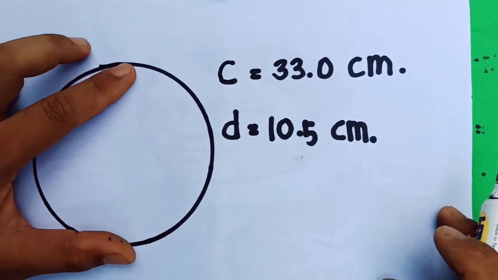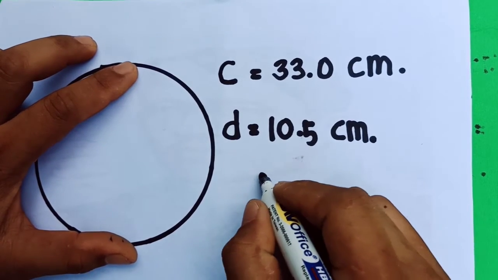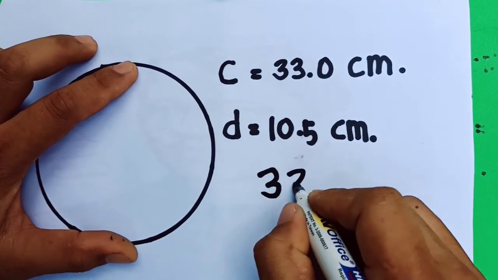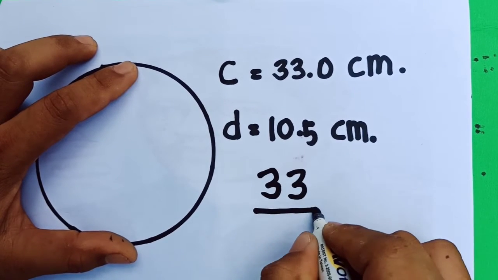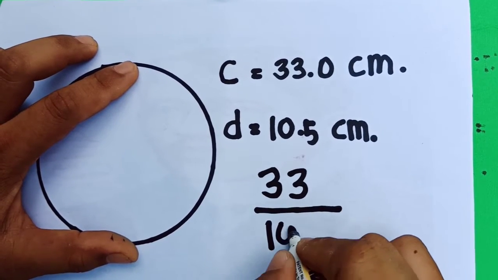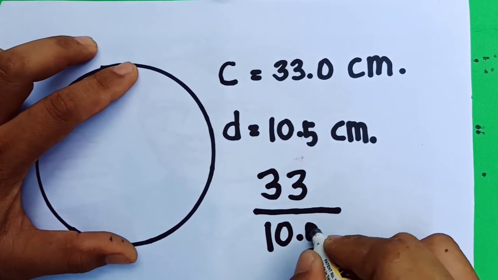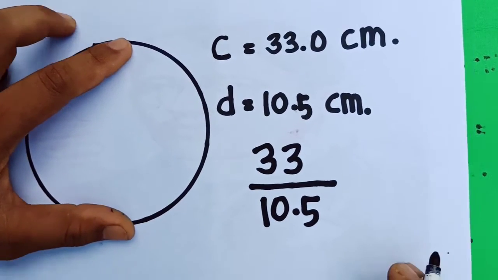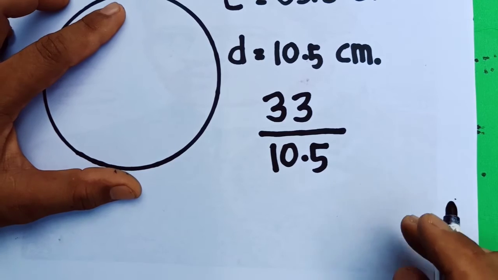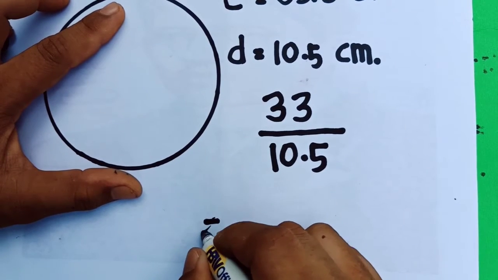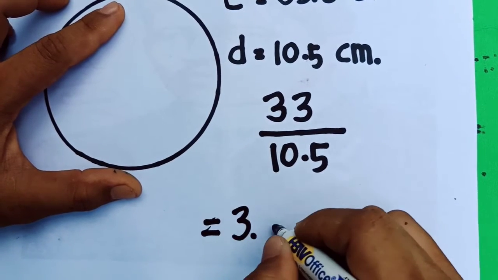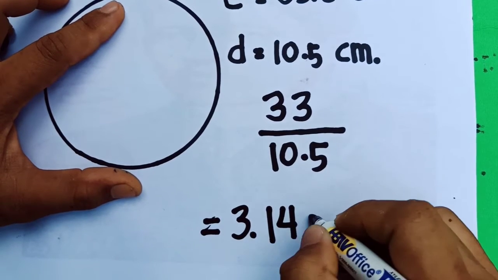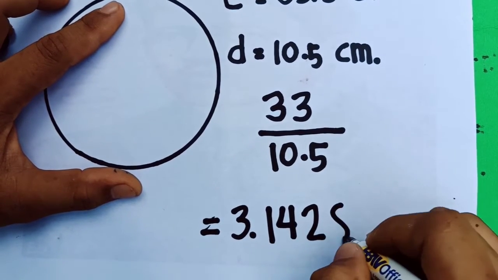We compute it: 33 divided by 10.5, we will get 3.1425.